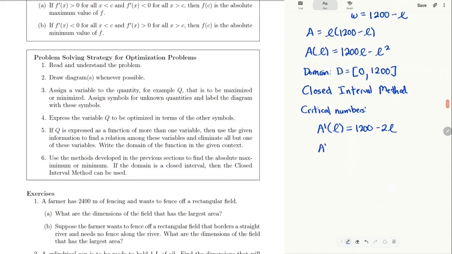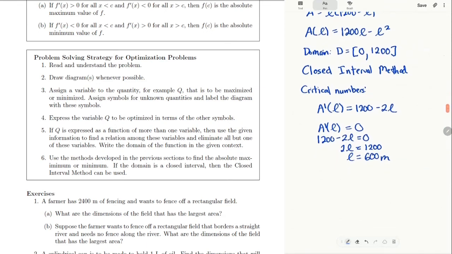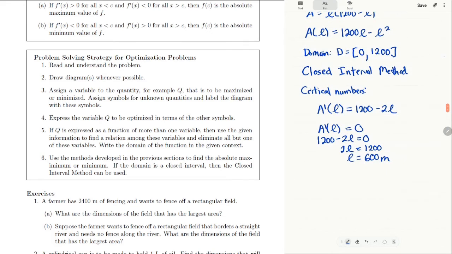And then we'll set the first derivative equal to 0, and then solve for L. So that gives us 1200 minus 2L equals 0. So that is 2L is equal to 1200. So L is 600 meters. Now, since the derivative is a polynomial, it is never undefined. And so that tells us that 600 is our critical number.